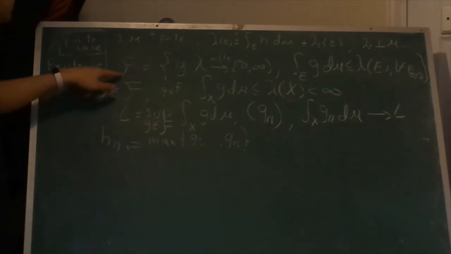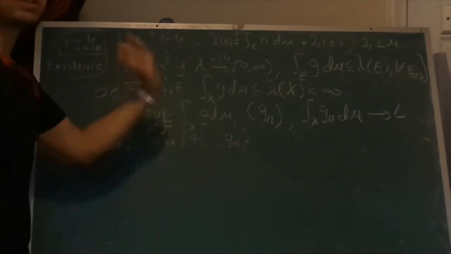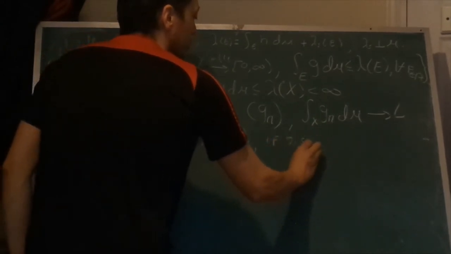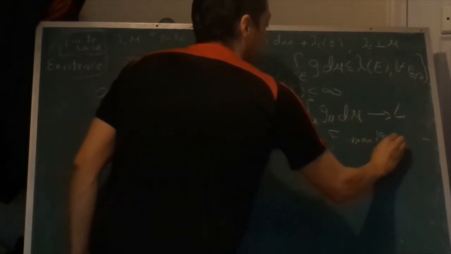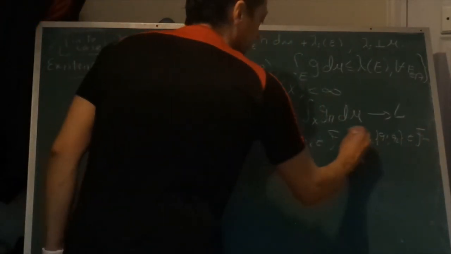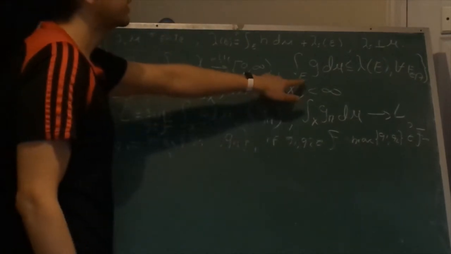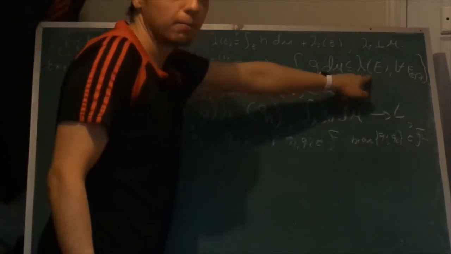Now, it's a perfectly good question to think if hn is still in F. So, is the maximum of functions in F still in F? To prove that, we are only required to do that for two functions, and induction will give us the result. So, if g1 and g2 belong in F, the maximum of g1 and g2 also belongs in F. We want to prove that. For that, we have to take a measurable E and see if we plug in the maximum inside this integral, is it still dominated by lambda?